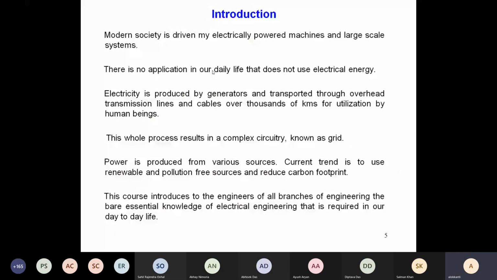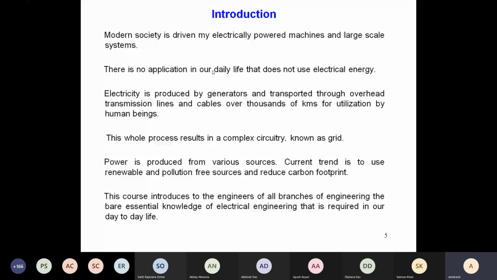Which is being generated by the generators is carried over thousands of kilometers through overhead transmission lines or through underground cables, and wherever the requirement is there, it is being utilized. So we'll go to some of these aspects gradually in this curriculum.